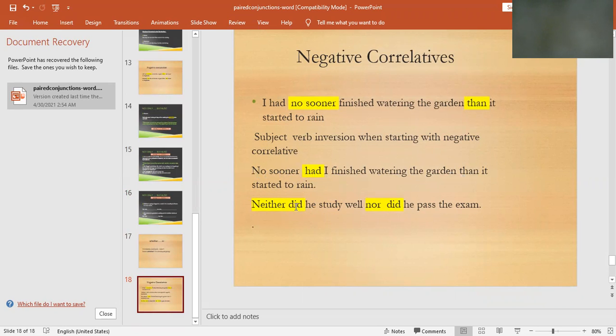Neither did she study well, nor did she pass the exam. Neither did she study well is one clause, and the other clause is nor did she pass the exam. So these are the correlative adverbs.